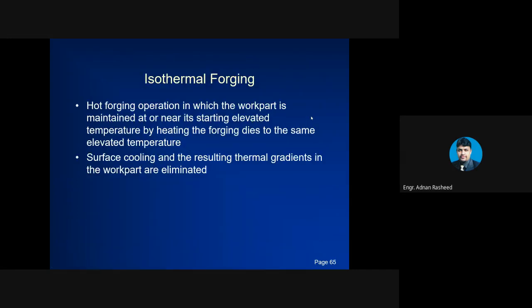Isothermal forging. Iso means same and thermal means heat. So at the same heating temperature, you perform the forging operation. In hot forging, the work part is maintained at or near its starting elevated temperature by heating the forging dies to the same elevated temperature. So besides the workpiece, you also have to heat the dies to an elevated temperature near that of the workpiece. Surface cooling and the resulting thermal gradients in the workpiece are eliminated, so there is no chance of rapid cooling. So complex part shapes can be easily accomplished using isothermal forging.